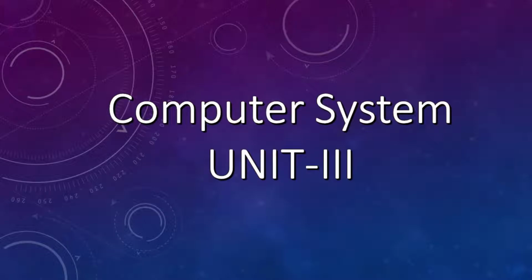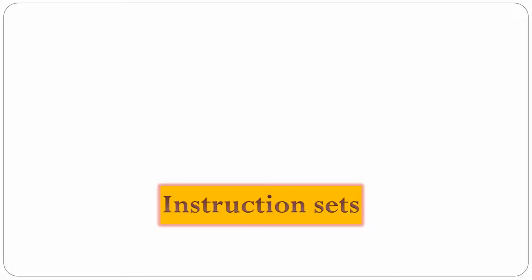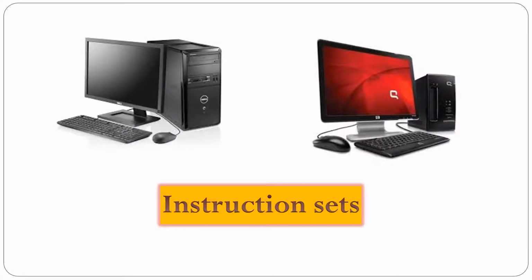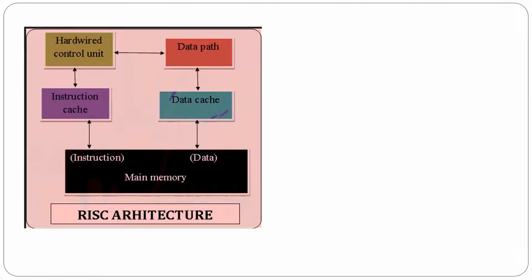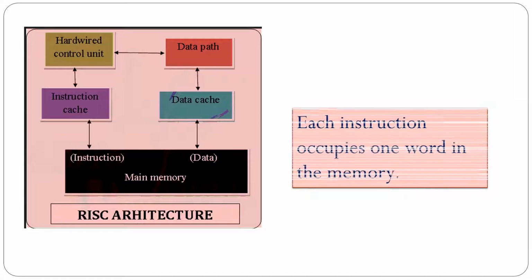Reduced Instruction Set Computer, or RISC, instructions. To distinguish between different computers, instruction sets are the most important characteristics. Different computers have different instruction sets. There are two different instruction set architectures. 1. Reduced instruction set architectures. This architecture offers high performance in which each instruction occupies one word in the memory.